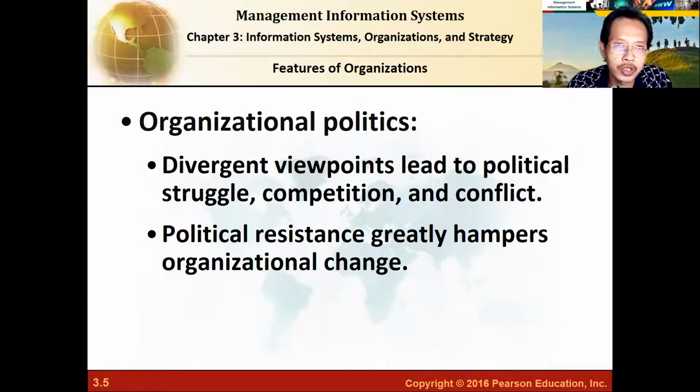Maybe there are managers that have authority right now, but later on with the information system, they would not have the same level of authority. Or maybe there would be whole levels of management that would be banished, that would disappear because of the information system, because of the efficiency that the information system gives.